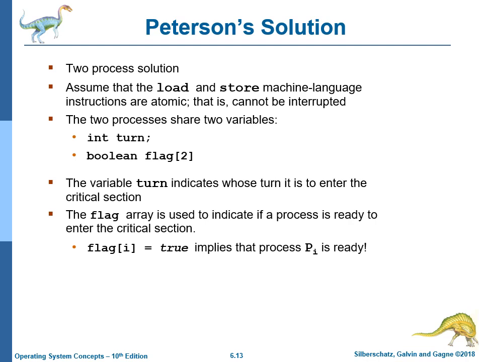Okay, so because of the way modern computer architecture performs basic machine language instructions such as load and store, there's no guarantee that Peterson's solution will work correctly on modern computer architecture. Modern computer architecture, for example, uses object oriented, multi-threading, so it's not guaranteed. However, we present the solution because it provides a good algorithmic description of how to solve the critical section problem and illustrates some of the complexity involved in designing software that addresses the requirements of mutual exclusion, progress and bounded waiting.